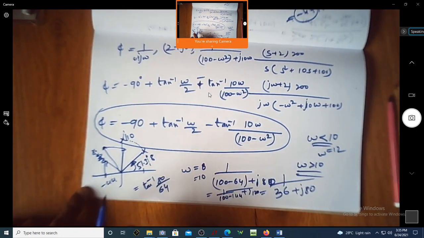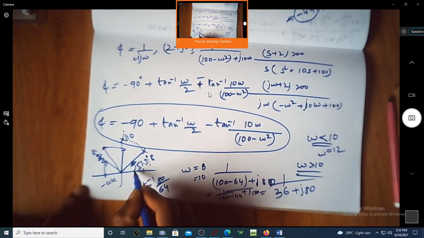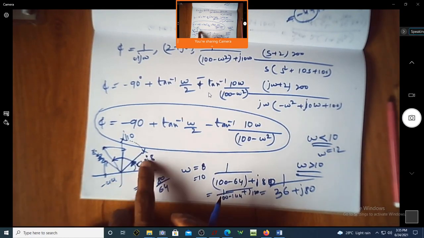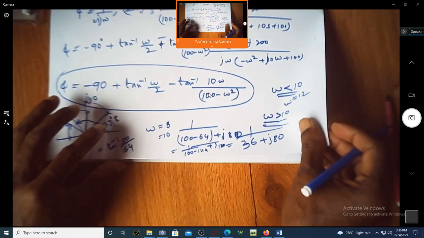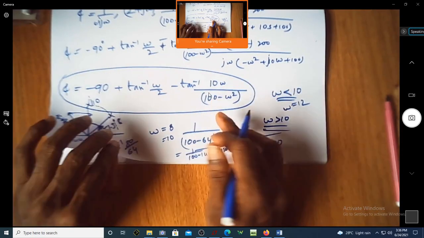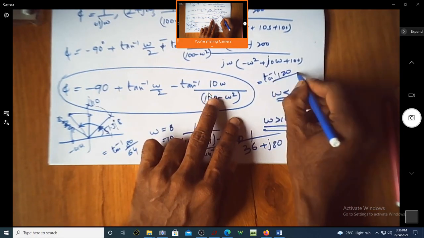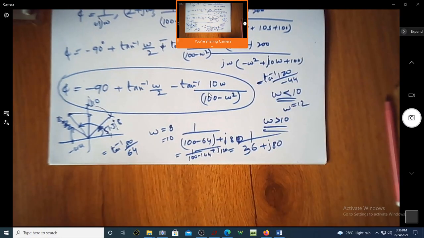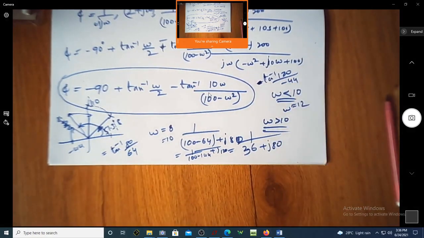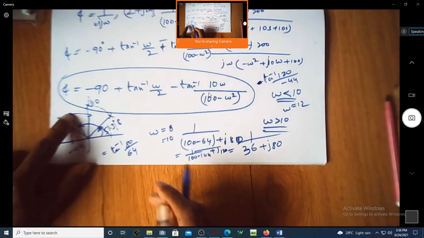What is this phase angle? How do you find the phase angle here? From this angle, it's actually 90 degrees plus that angle. Suppose I make this, will it become tan inverse of 120 divided by minus 44? Correct? Can you find this angle? Minus 88.09, minus 88 something, because we are actually looking at this point. Am I correct?